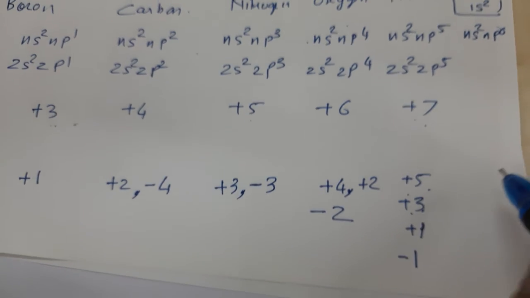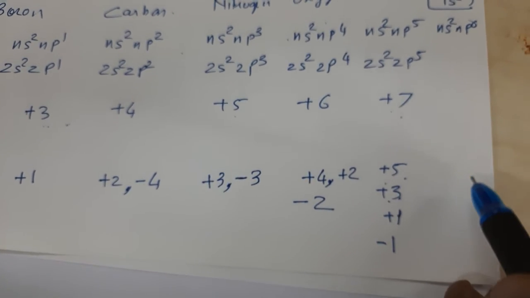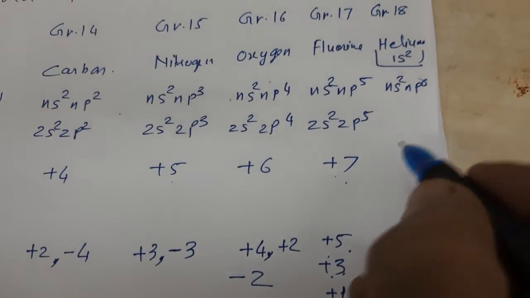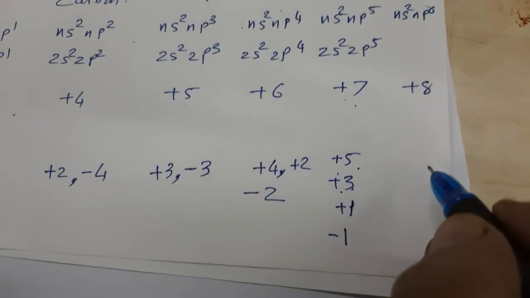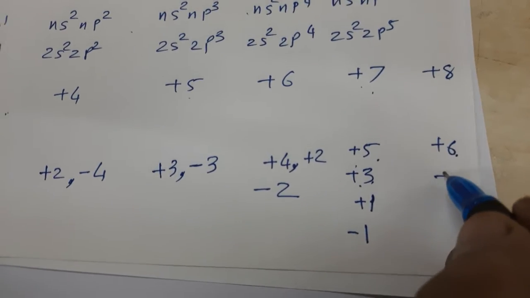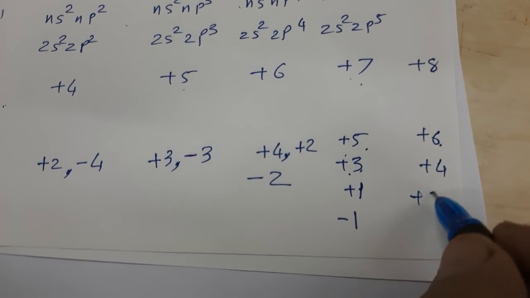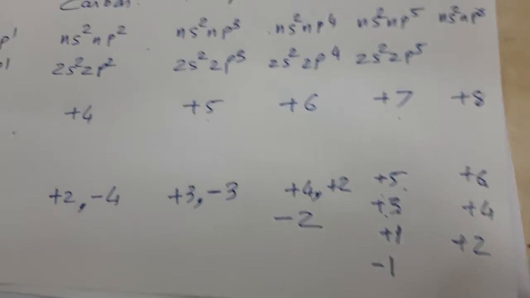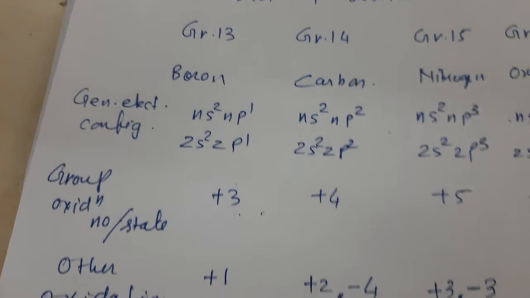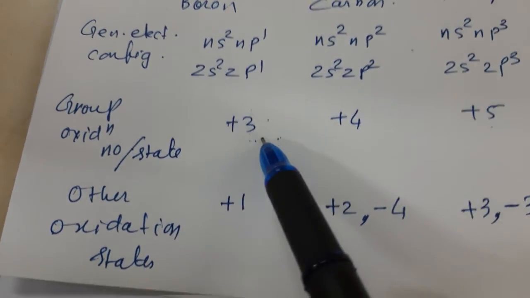Correct? And what are the other oxidation states of this group number 18? Group oxidation state is +8, and here it is +6. 8 minus 2 is 6, then +4, and then +2. So these are the different oxidation states. One thing again I want to repeat, that what is the inert pair effect. So group oxidation number minus 2.